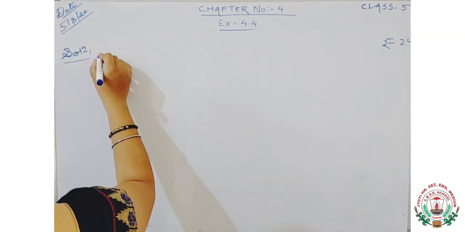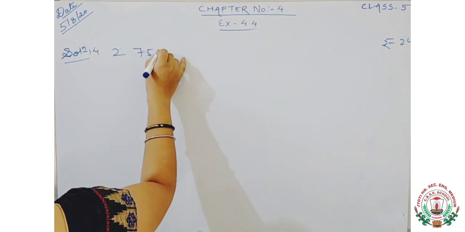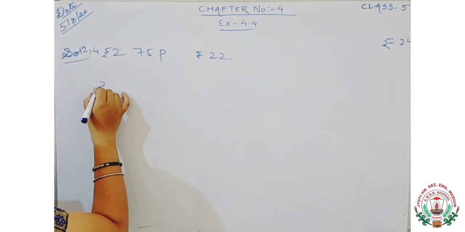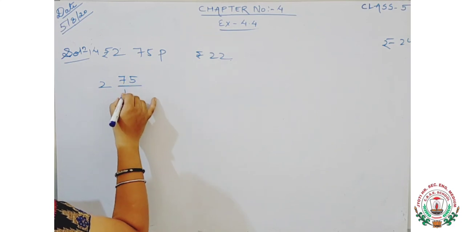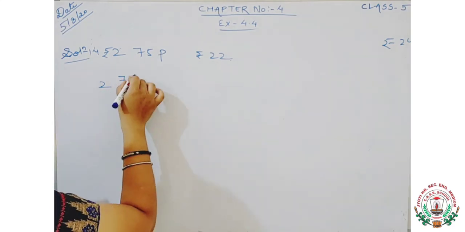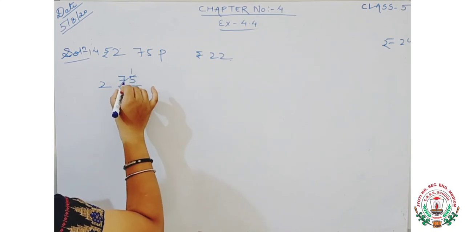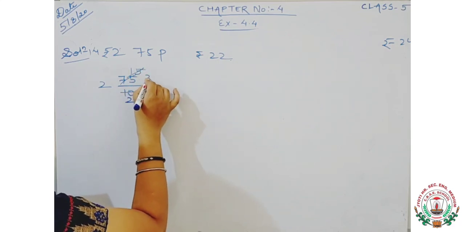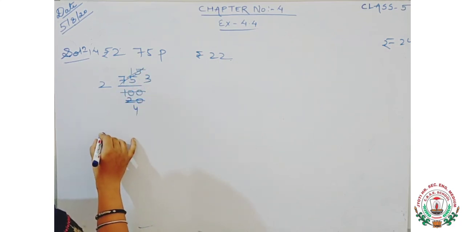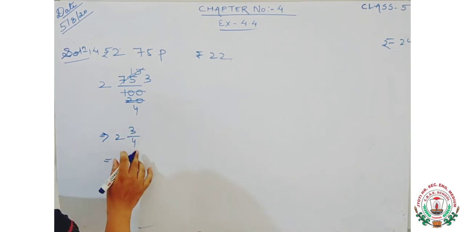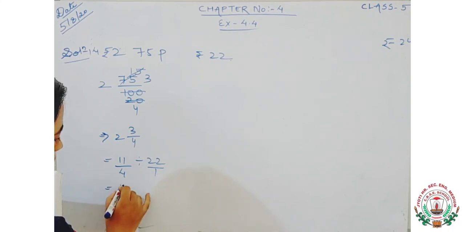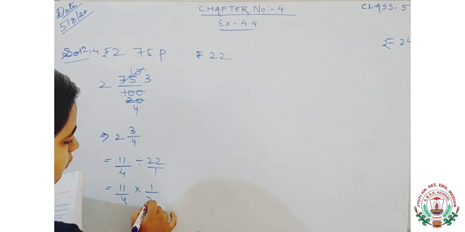Number 14 is 2 rupees 75 paise in a fraction of rupees 22. So first we will convert this: 275 upon 100. 5 1s are 5, 5 15s are 75. Here 20, 5 3s are 15, 5 4s are 20. Now it can't be further cancelled. 2 3 upon 4. First you will change this. 4 2s are 8. 8 plus 3 is 11 upon 4 divided by 22 by 1. 11 by 4 into 1 upon 22.